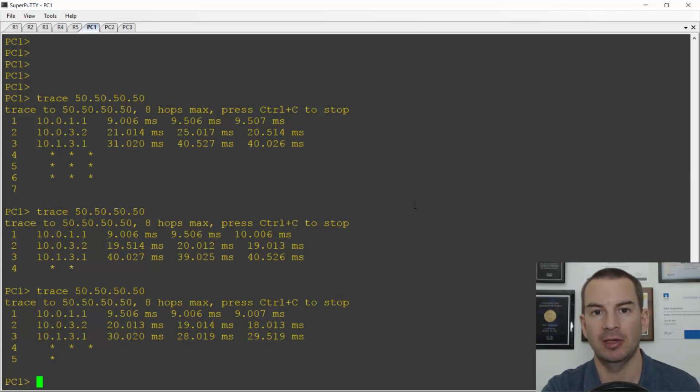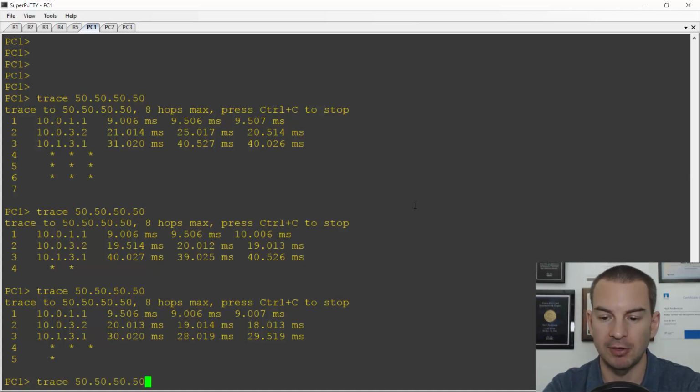The reason for this is that it's not going to do round robin load balancing for the same flow. So say that my PC1 host was accessing a web server at 50.50.50.50. I don't want that traffic for the same flow to be going over two different paths, because it could cause the packets to arrive out of order, and that could cause problems for my application. So the same flow will always go over the same path.